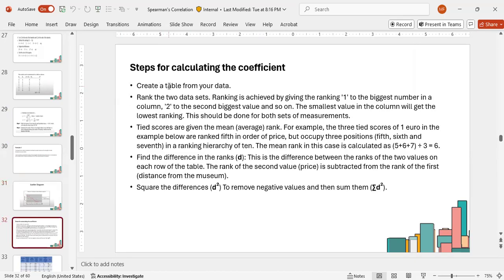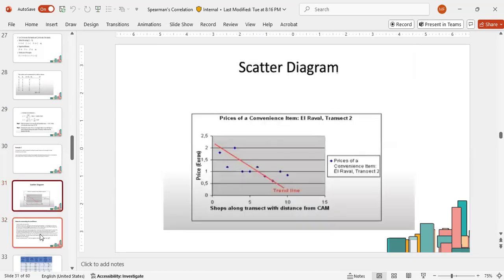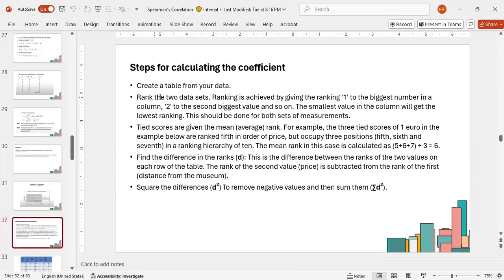We'll create a table from this data. This scatter diagram will be converted into a table. Then we'll rank the two data sets. What will be the data sets? One will be the distance of the shops from the art museum, and the next will be the price of the water bottles. Ranking is achieved by giving the rank 1 to the biggest number.